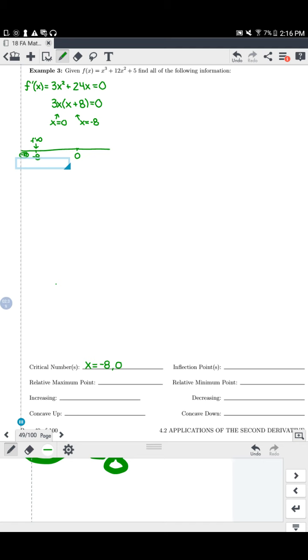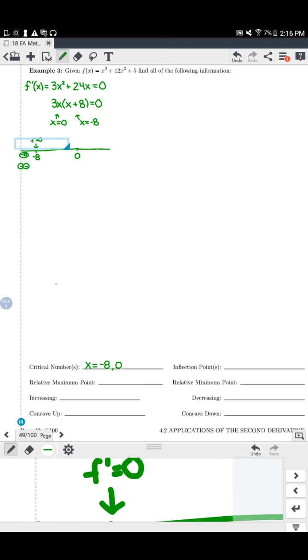So I'm going to plug into my first derivative. 3 times -10 is a negative number. And then -10 plus 8 is also going to be a negative number. So this whole interval is going to be a negative times a negative, which is going to be positive. So we're increasing at first.